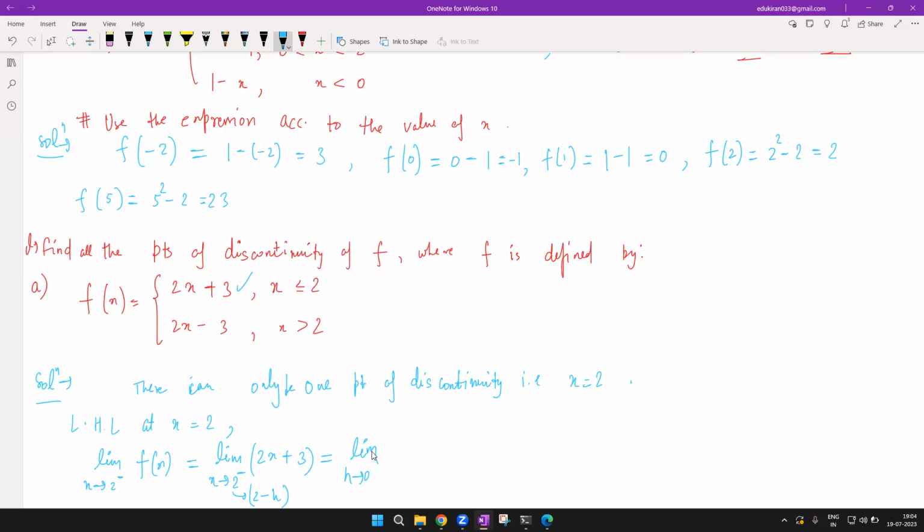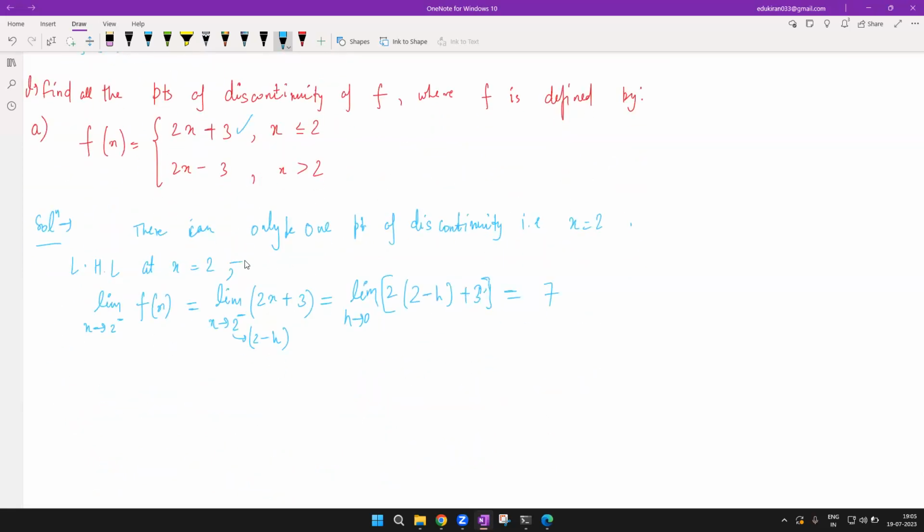So in the next step, I will write limit h tends to 0. In place of x, I will replace with 2 minus h. 2 into x means 2 into (2 minus h) plus 3. Now you can put h as 0 directly. The value will be 7. This will be the LHL at x equals 2. Now let's find out f(2).